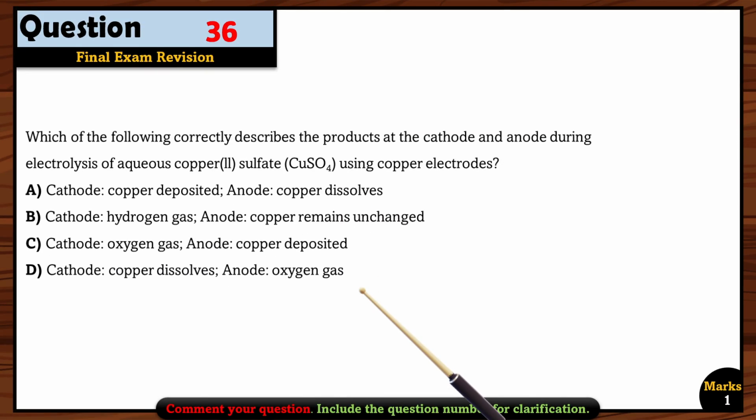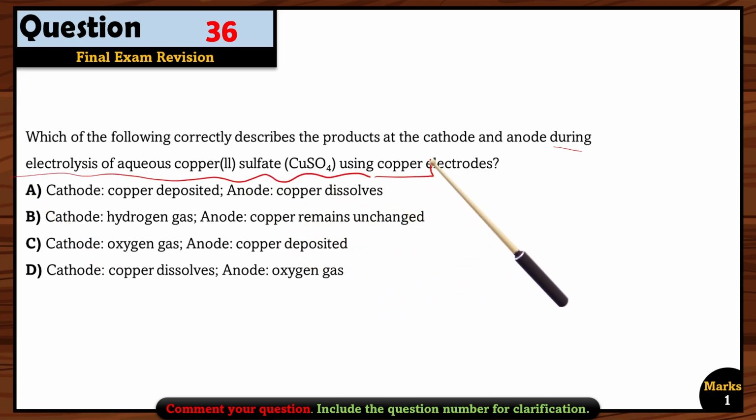Question 36. Again, which of the following correctly describes the products at the cathode and anode during the electrolysis of aqueous copper sulfate using copper electrodes? Right now we have copper electrodes and the solution is the same, copper sulfate. And I already told you, whenever you see a copper sulfate solution or copper chloride, anything that has copper in it, your cathode will always have copper. The product will be copper metal.